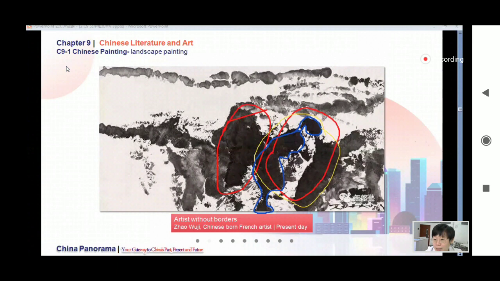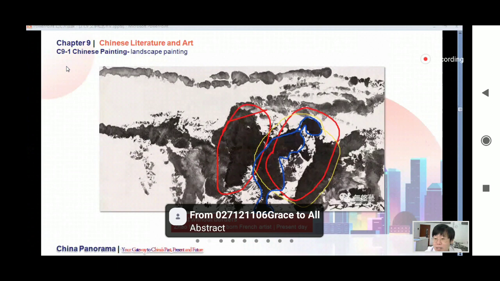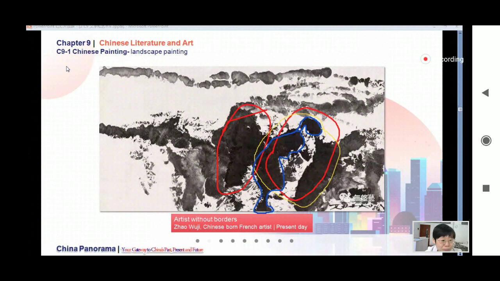Zhao Wuji, this artist, used the ink to paint this picture, but he painted it in a Western style with Chinese techniques. And he combined these two elements. It's a very abstract painting, very good. So that's all for the landscape painting. Let's continue to the next one.